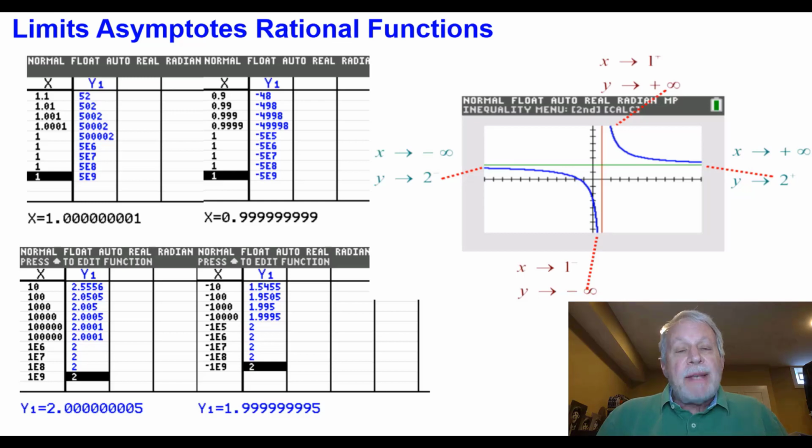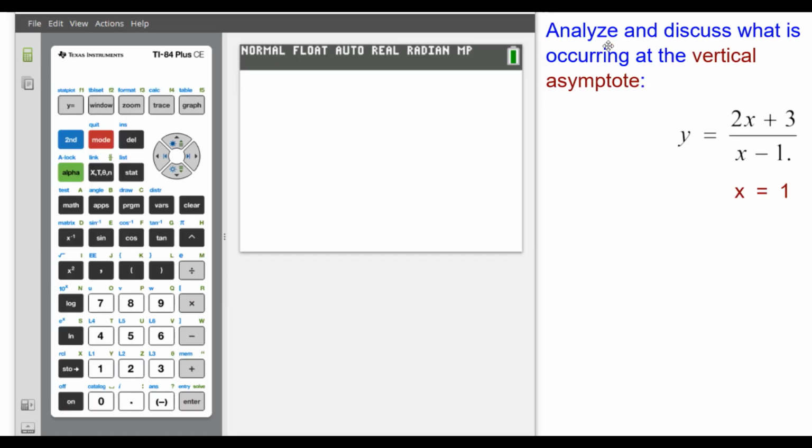Use the table ask feature to help find limits and discover asymptotes of rational functions. We'll begin by analyzing and discussing what is occurring at the vertical asymptote of this rational function, that is at x equals 1. Look what happens as x approaches 1 from the positive side, or from the right.